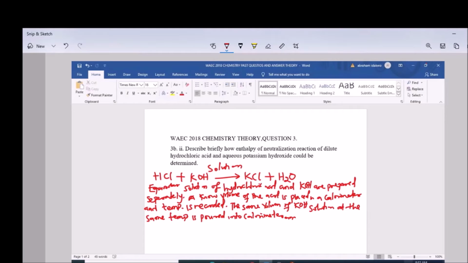The maximum temperature of the mixture is recorded. Then consider that the heat lost in the solution is equal to the heat gained by the solution.